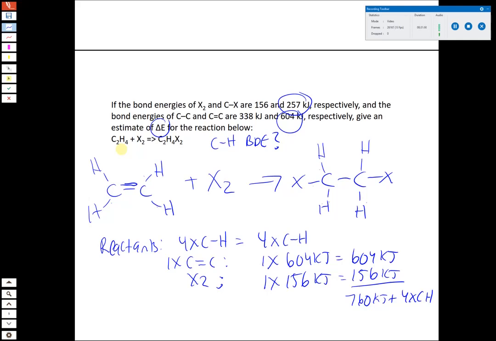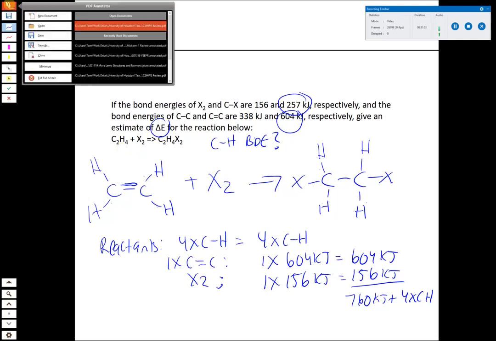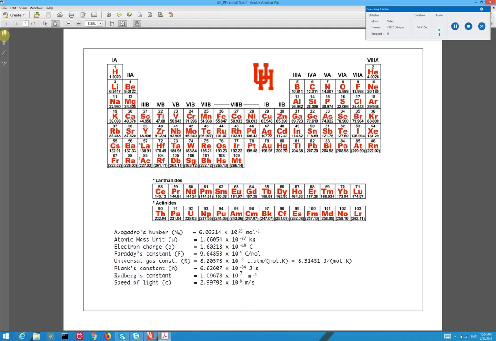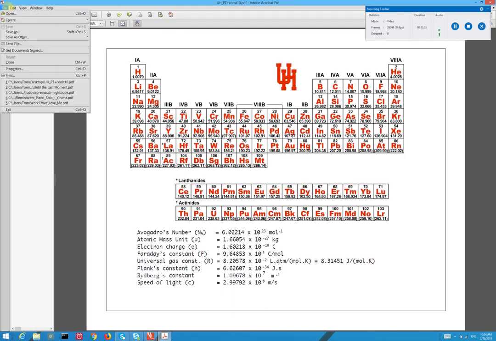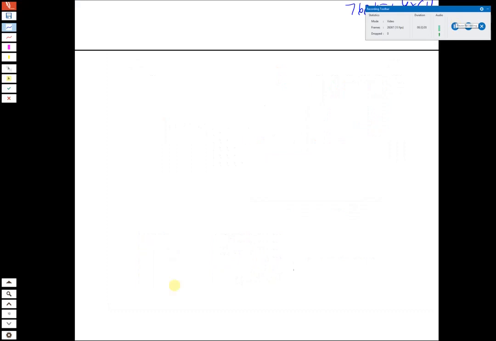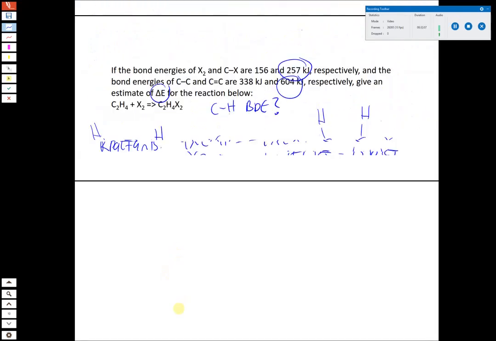And then on the product side, I'm going to have to add another page here, so let me figure out how to do that. Pause this for a second. All right, sorry, I needed one more page to be able to finish the work here.